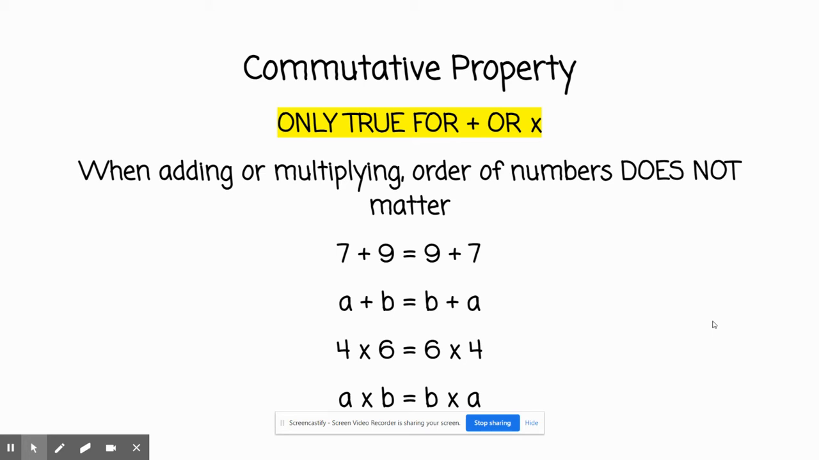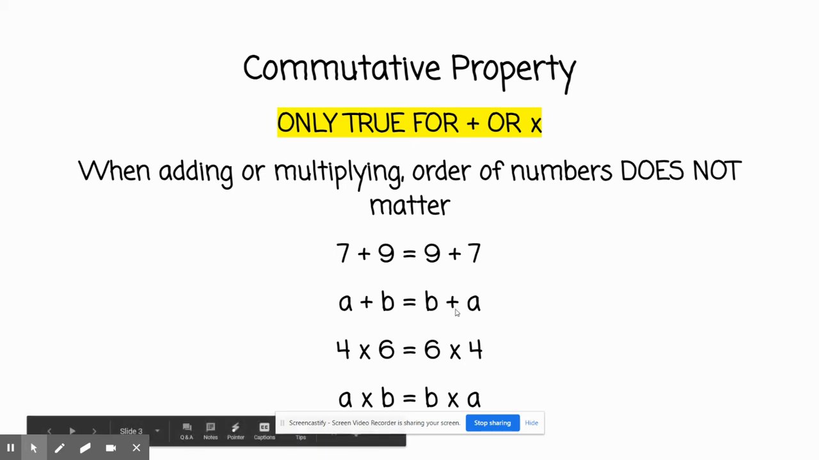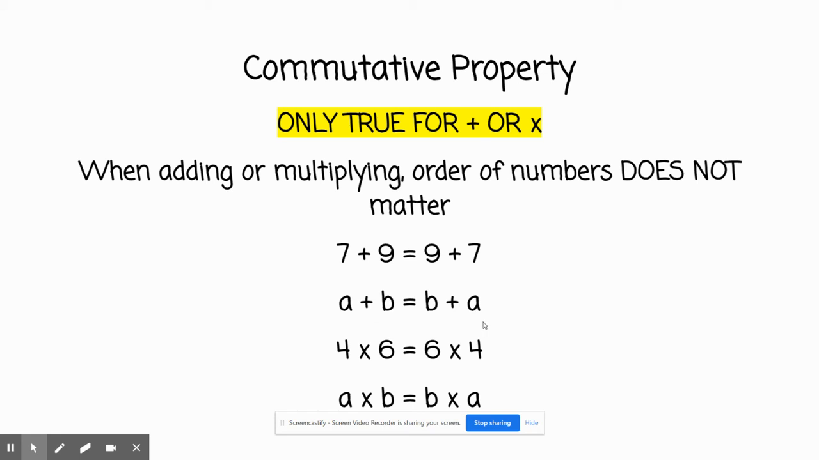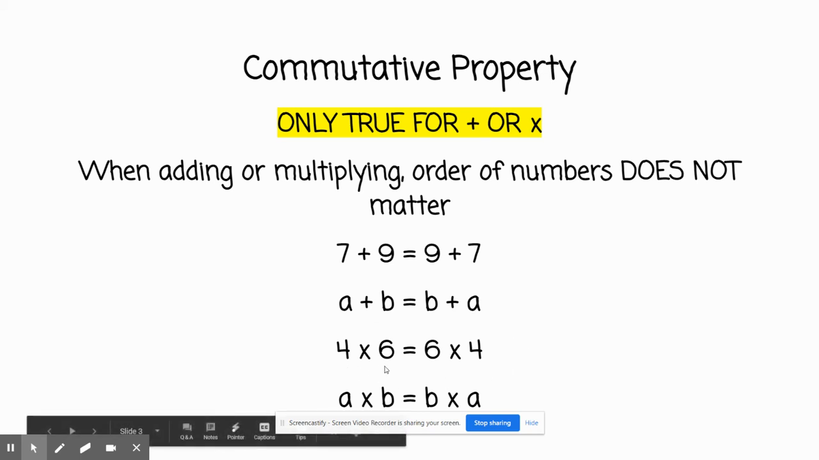This first one is called the commutative property, and I have it here highlighted in yellow. This is only true for addition or multiplication. So this is a very important thing to remember. And what that means is when we are adding or multiplying, the order of the numbers doesn't matter. So if you look at the examples, 7 plus 9 is the same as 9 plus 7. We can use some variables to show that same type of equation. Also, 4 times 6 is the same as 6 times 4.